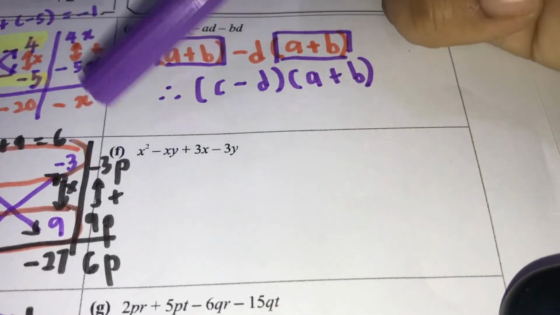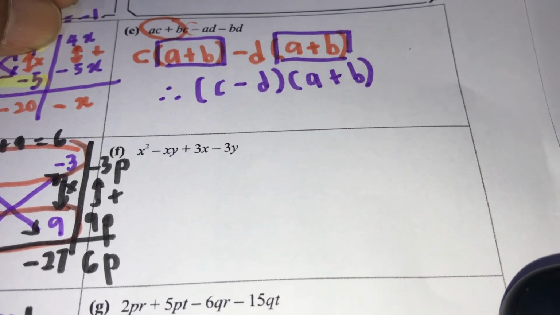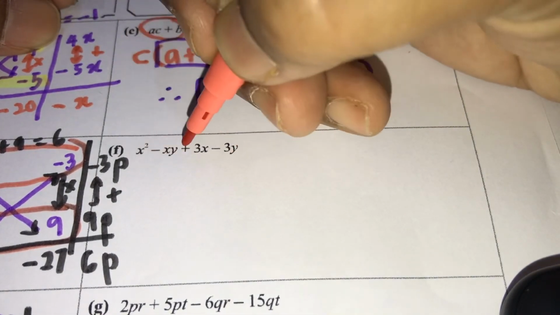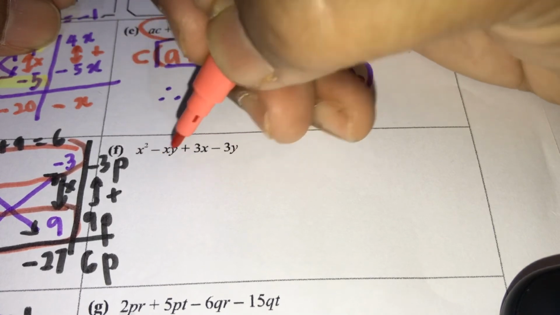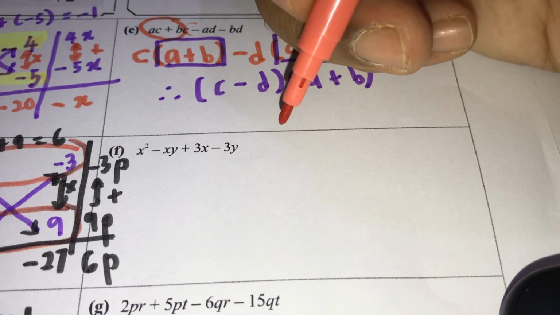Okay, now question F. x squared minus xy plus 3x minus 3y. You can see here we have 4 terms. 1, 2, first term, second term, right? 1, 2, 3, 4 terms. We have 4 terms, so we use method 4.